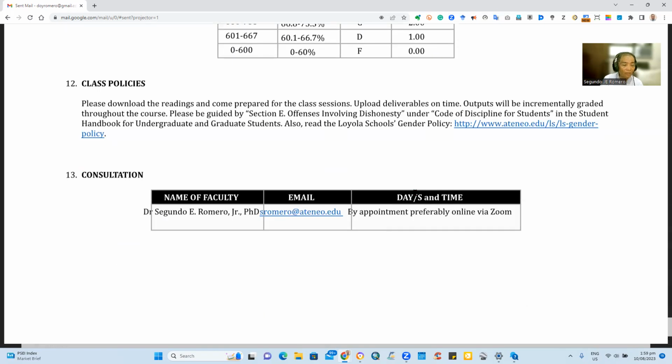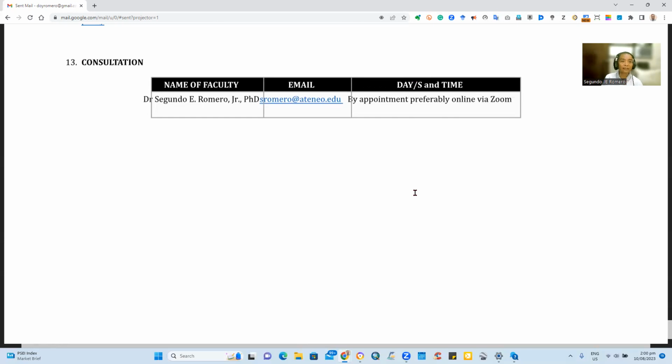Class policies: please download the readings and come prepared for the class sessions. Upload deliverables on time. Outputs will be incrementally graded throughout the course. Please be guided by Section E, offenses involving dishonesty under the Code of Discipline for students in the Student Handbook for undergraduate and graduate students. Also read the Loyola Schools Gender Policy. Consultation hours, as I've said, you can email me and you can make appointments after the class, and we can meet on Zoom or face to face.